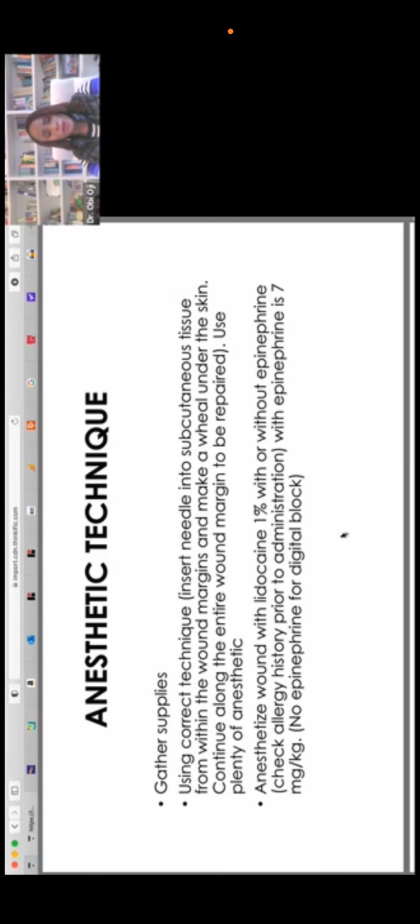So we kind of talked about that earlier. And then no epinephrine for digital block. So again, that is something for you to keep in mind. So what I tell my students, you do not want to use epinephrine for anything that dangles. So that would be the nose, the ears, the fingers, the toes, the penis, and the scrotum. You do not want to use epinephrine at all.